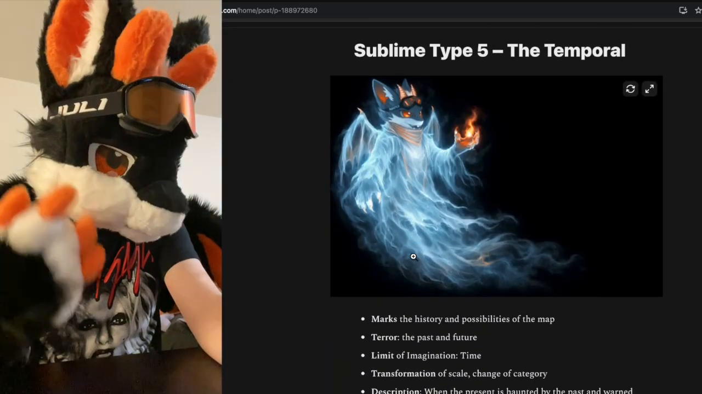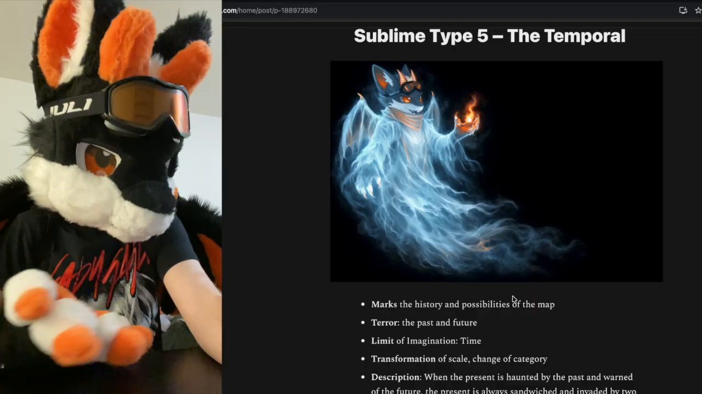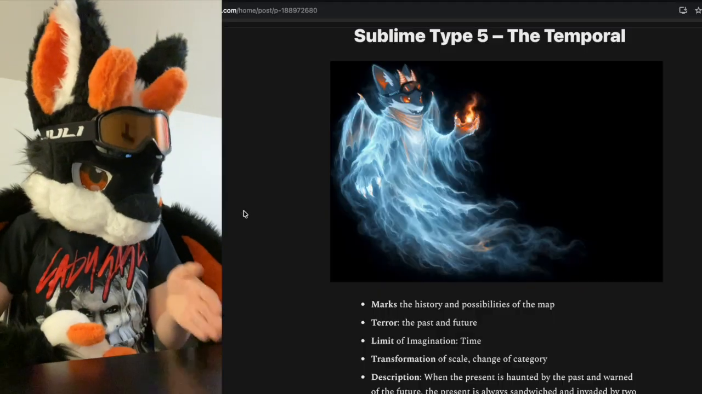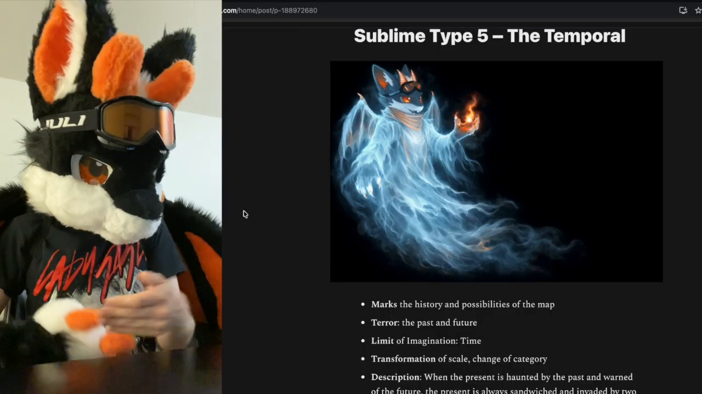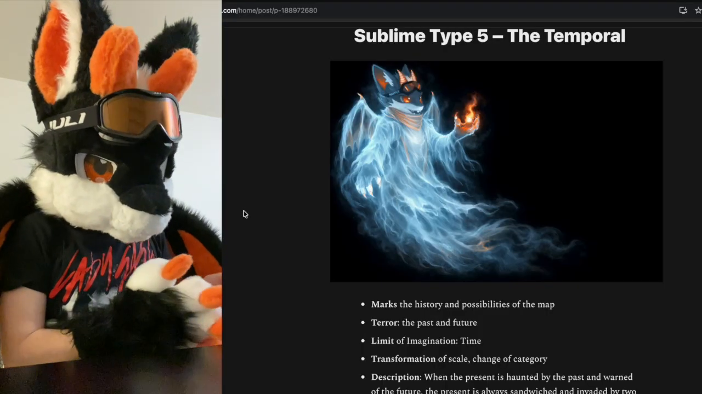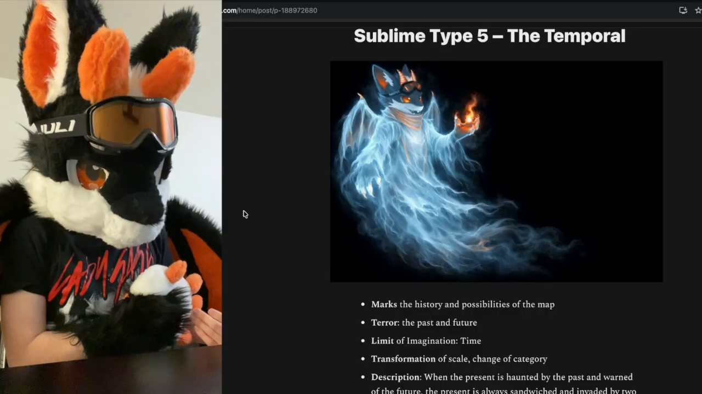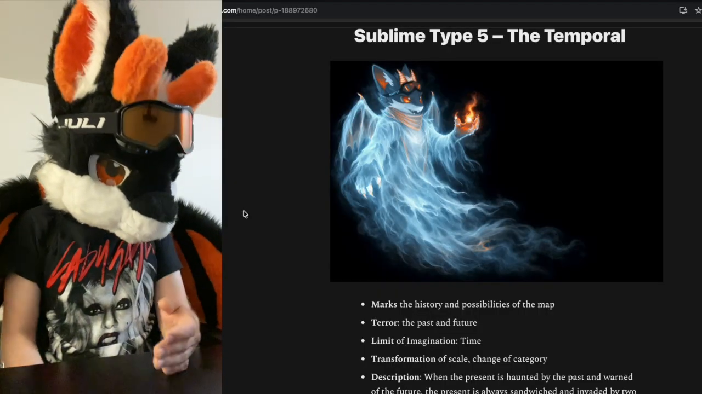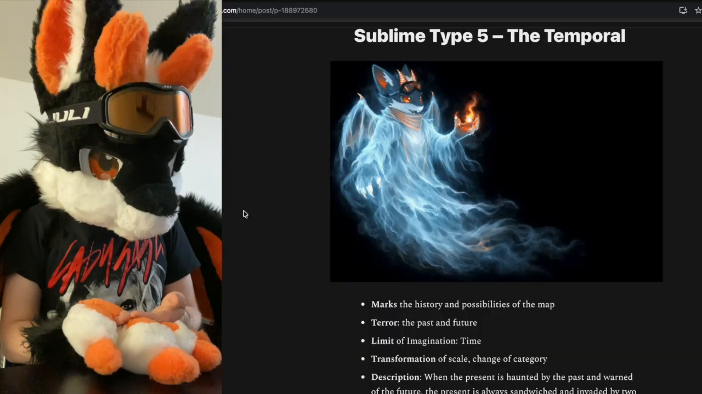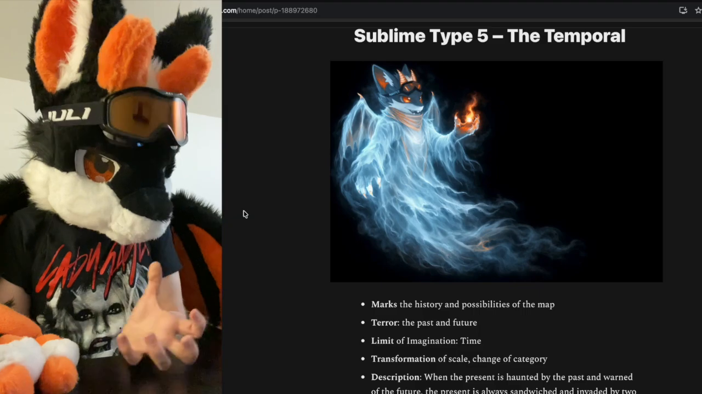The next is the temporal sublime. The temporal marks the history and possibilities of the map. So this is the idea that your map can change, and it can change to all kinds of combinations. And also the fact that your map used to be something in the past, and that has baggage to it. Because you're not just this human being who has a map and you just update it. When your map was wrong and you have to update it, that wrongness, you still carry that wrongness with you.